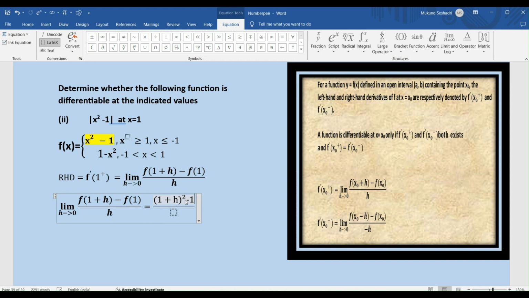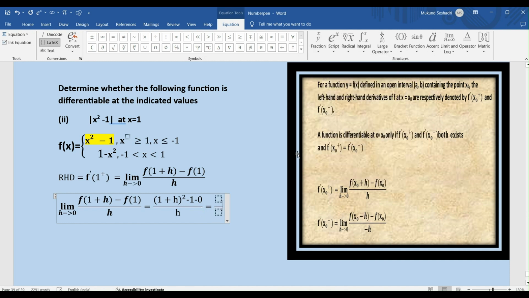What is my f of 1? Again, it is denoted by the function highlighted in yellow, which is 1 square minus 1, for x equal to 1. So I have a 0, and then I have an h in the bottom. So when I expand this, I get 1 plus h the whole square minus 1. And what is my 1 plus h the whole square? It is nothing but h square plus 2h plus 1, right?